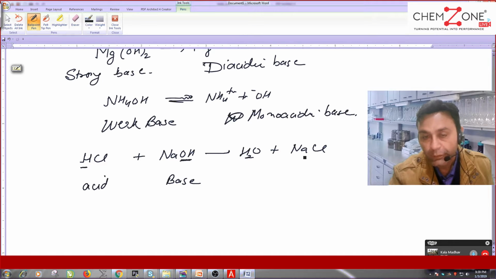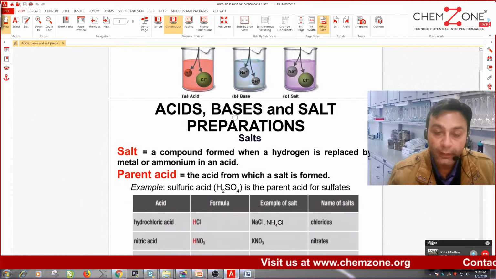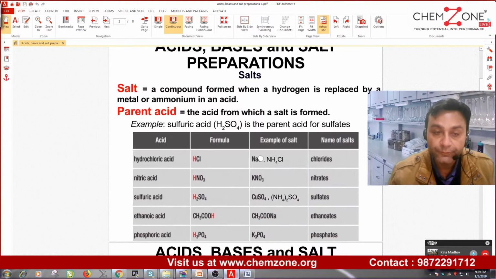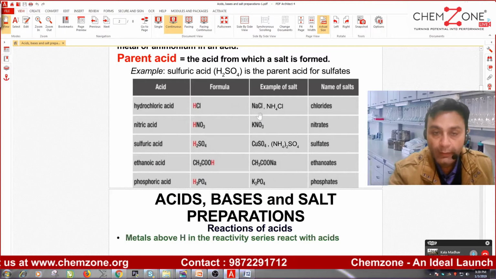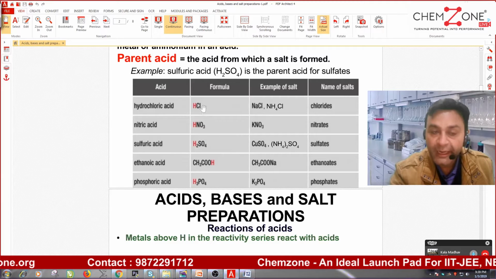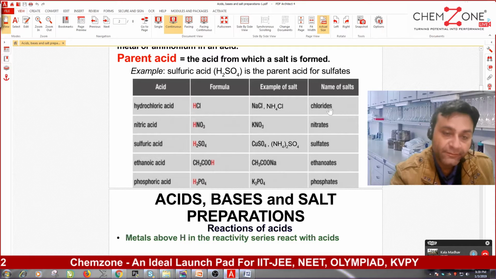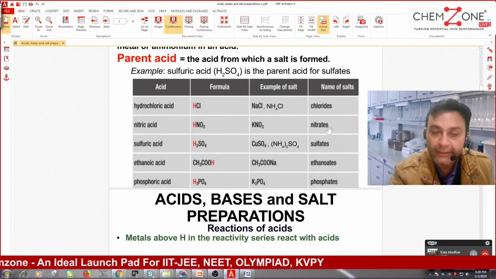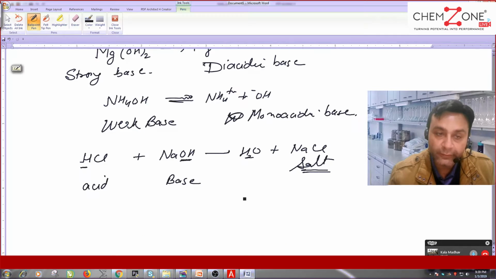Right. So this is a salt. Salt is formed by the combination of acid and base. I know it's clear now, right? So you can say if with any base HCl combined and it forms NaCl, we call chlorides. With the nitric acid, we call nitrates. With the sulfuric acid, we call sulfates. Phosphates, ethanoates. I give you one particular example with this one, right?